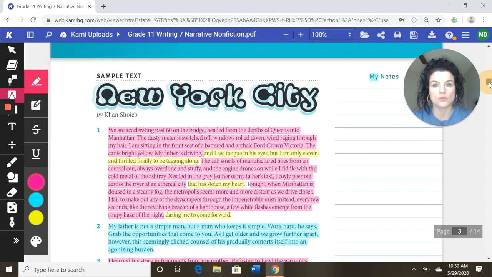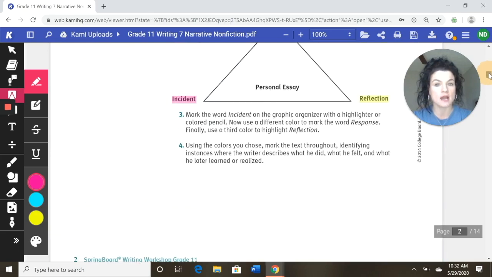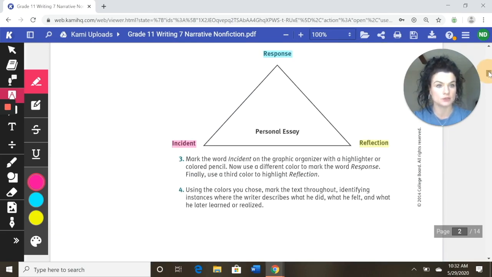All right, so what I'm going to do is I'm going to read the story New York City by Con Shoei. And I'm going to be going through and highlighting, as you can see here, we have the pink, the yellow, and blue. Now remember what I said, for mine, I've highlighted response in blue, incident in pink, and reflection.